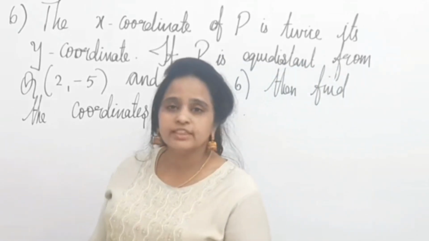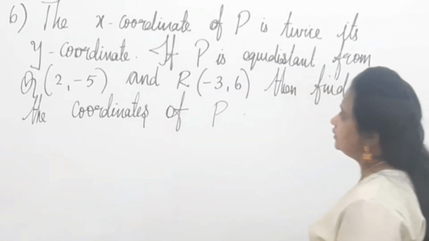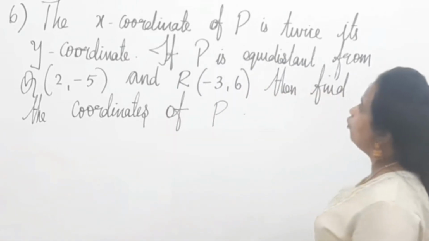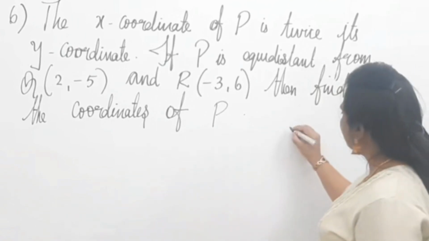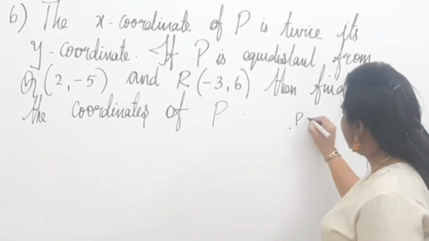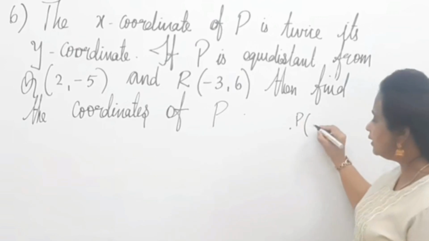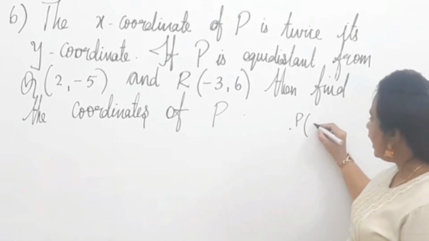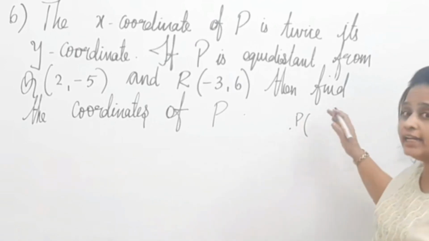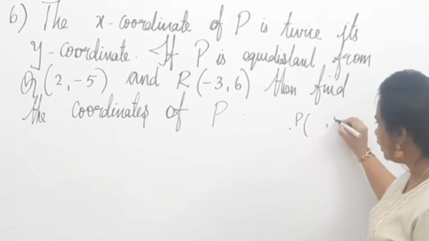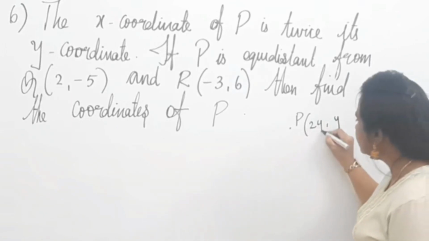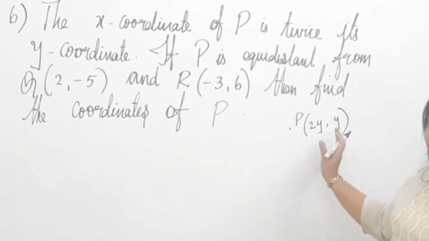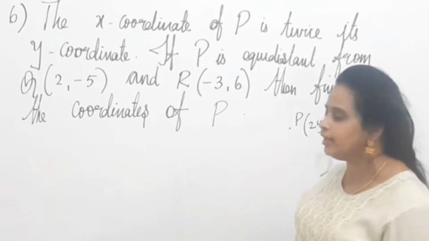Children, we move on to the 6th question. The question says like this. The x coordinate of P is twice its y coordinate. So I have my point P, and its x coordinate is twice its y coordinate. I do not know the y coordinate, so I will write it as y, and the x coordinate is 2y. Hope you understand how to get the coordinates of P.